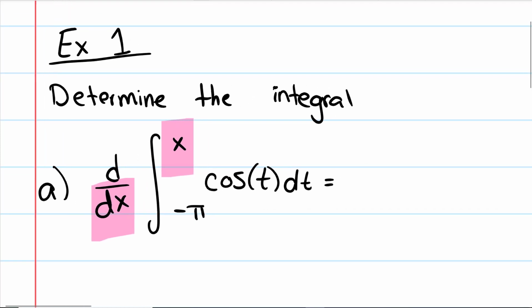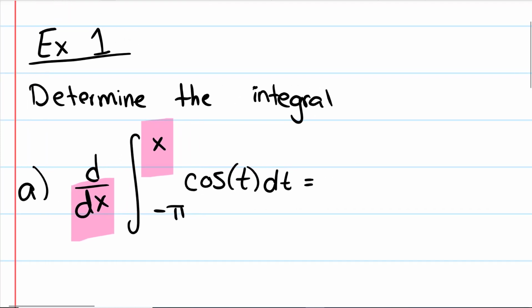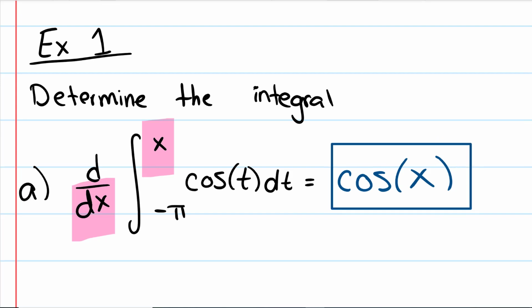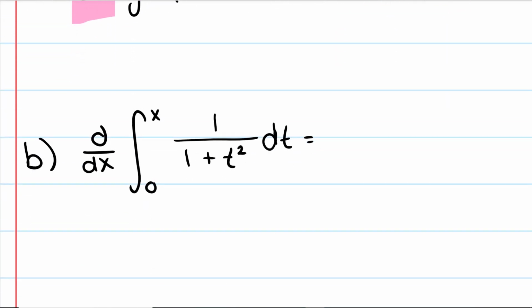Without complicating this too much, it's very easy to do. All you have to do is rewrite the function, and the new variable becomes the upper limit, which is also the same letter of differentiation. And you're done. That's all there is to it. So right now on your own, I want you to try part B. Pause the video, try it out.